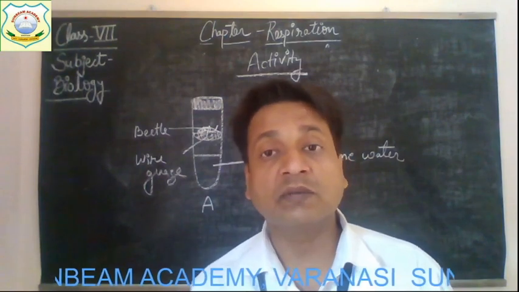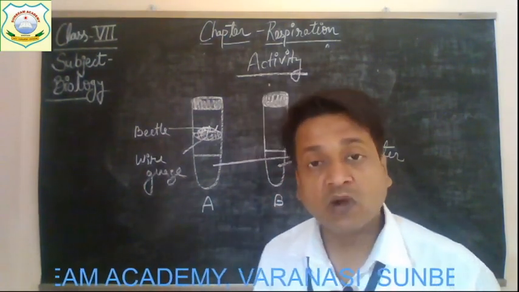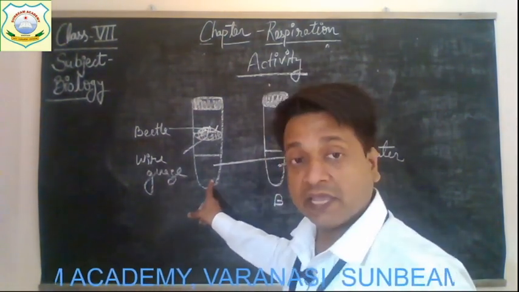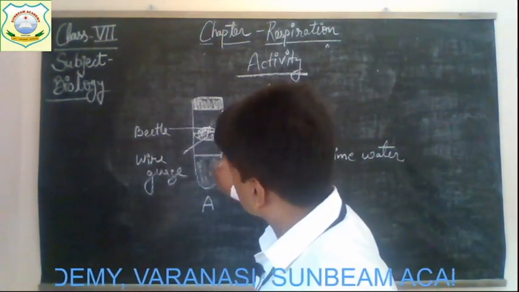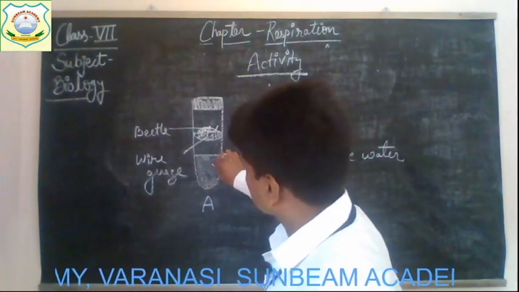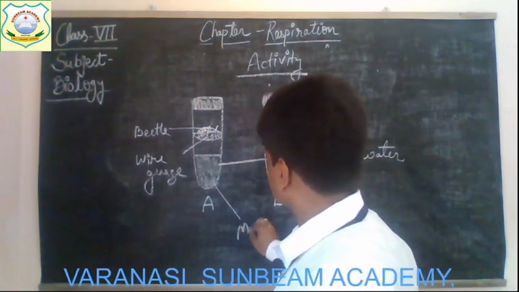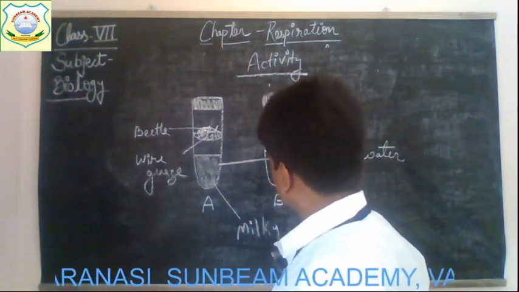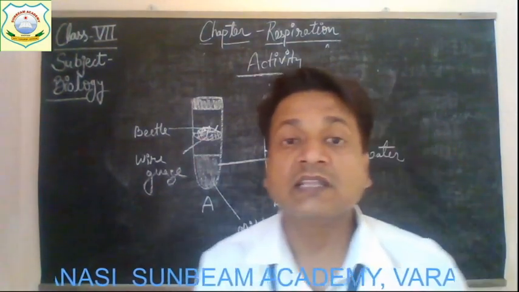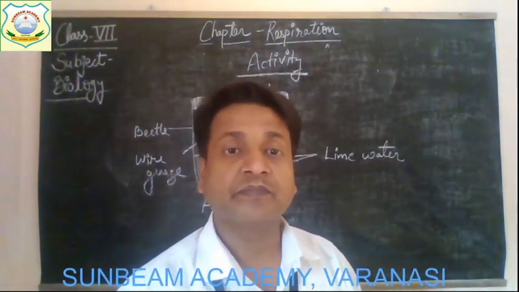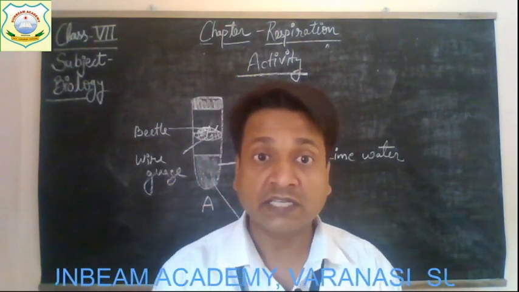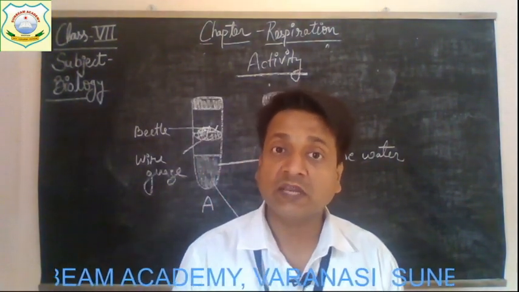So you will observe that the lime water in test tube A turns milky, whereas the lime water in test tube B remains the same. Do you know the reason? Why? So the reason is very simple.